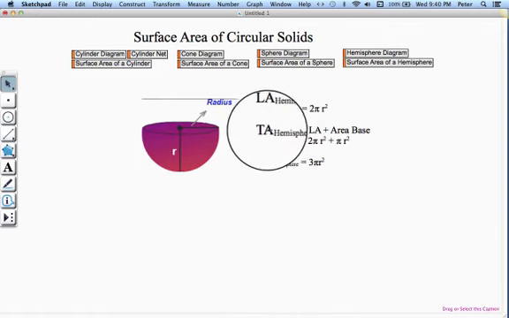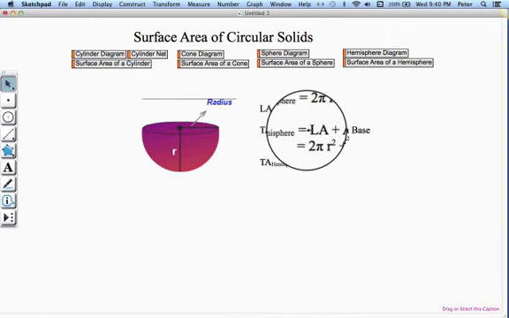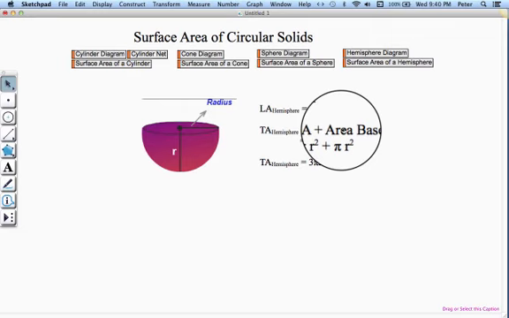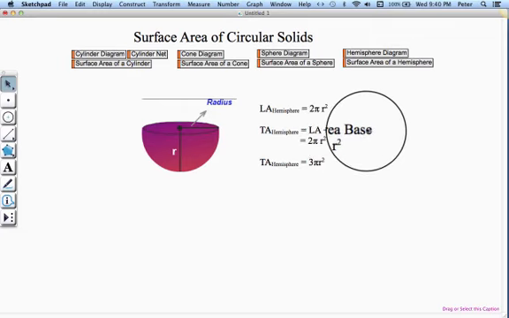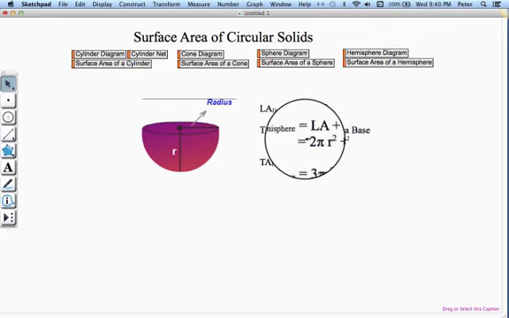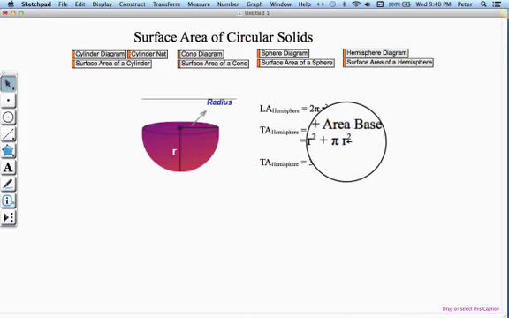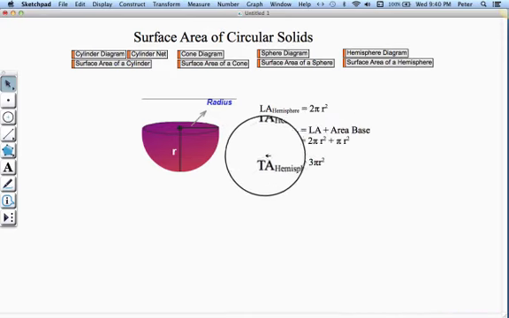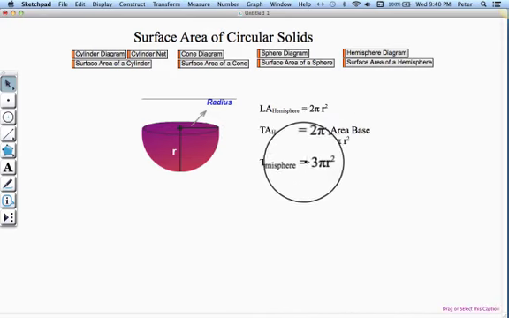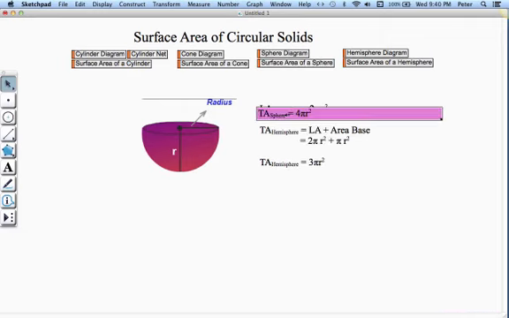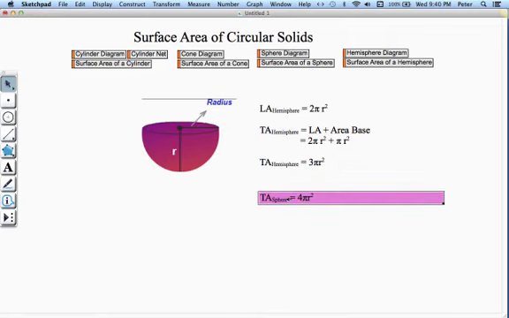But the total area of the hemisphere includes a base which was created by splitting the sphere in two. So we have to add on the lateral area plus another pi r squared to represent the area of the base. That means the total area of the hemisphere is 3 pi r squared. So putting the two together, we have a total area of a sphere equals 4 pi r squared, and the total area of the hemisphere is 3 pi r squared.